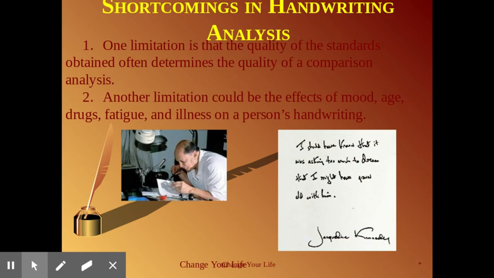Shortcomings. So one limitation is that the quality of the standards obtained often determines the quality of the comparison analysis. So if you don't have good samples, you're not going to get a good comparison. Another limitation could be the effects of mood, age, drugs, fatigue, and illness, and those can all affect a person's handwriting too and make it look a little different.